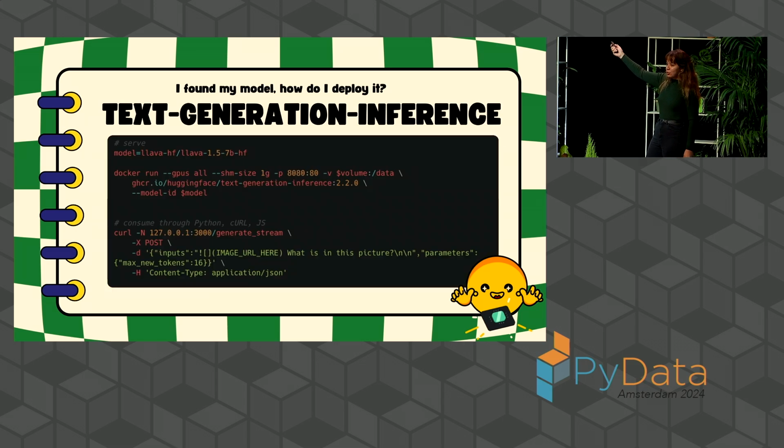And the API is super simple. Especially with Docker, you can serve with one line of code and then just query it from Python, from JavaScript, from curl, however you want.